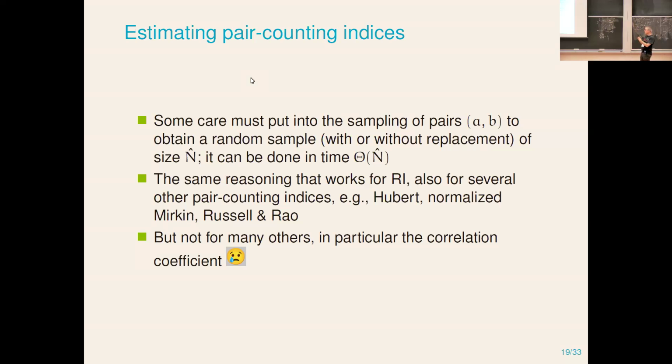And the same reasoning that we used to show that we have an unbiased estimator for the Rand index will work for others, like Hoover, normalized Mirkin, and so on. But not for all of them. There are pair counting indices for which this does not work, like the correlation coefficient or the adjusted Rand index.